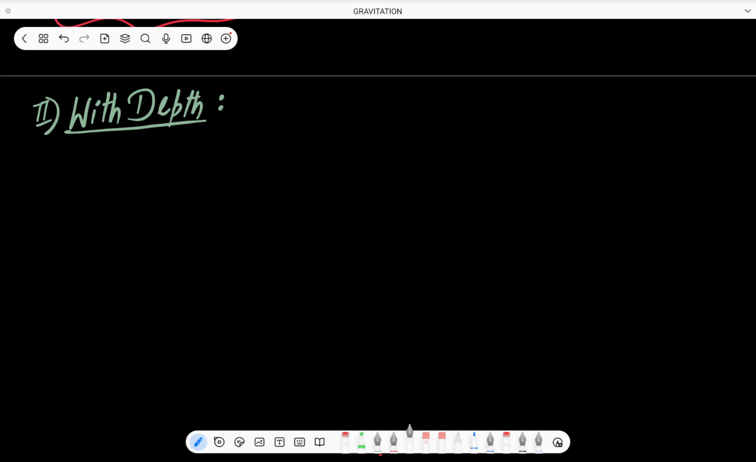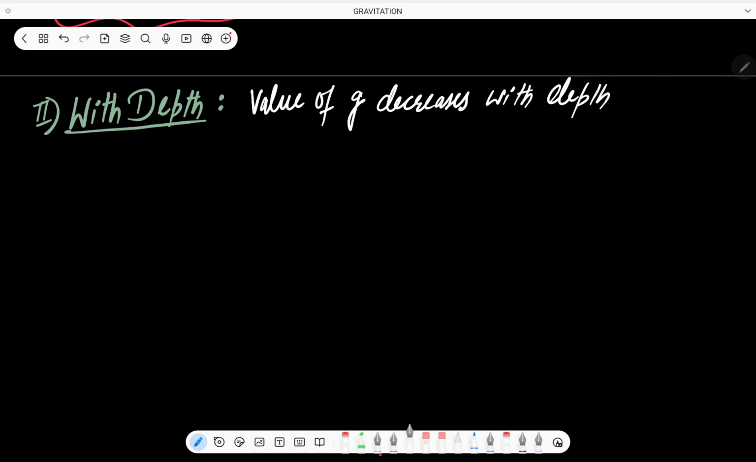It is absolutely wrong. So the first point I will write down is that the value of g does not increase with the depth. Value of g decreases with depth. What does that mean? That means as you move from the surface of earth to the center of the earth, the value of g decreases and finally becomes zero.